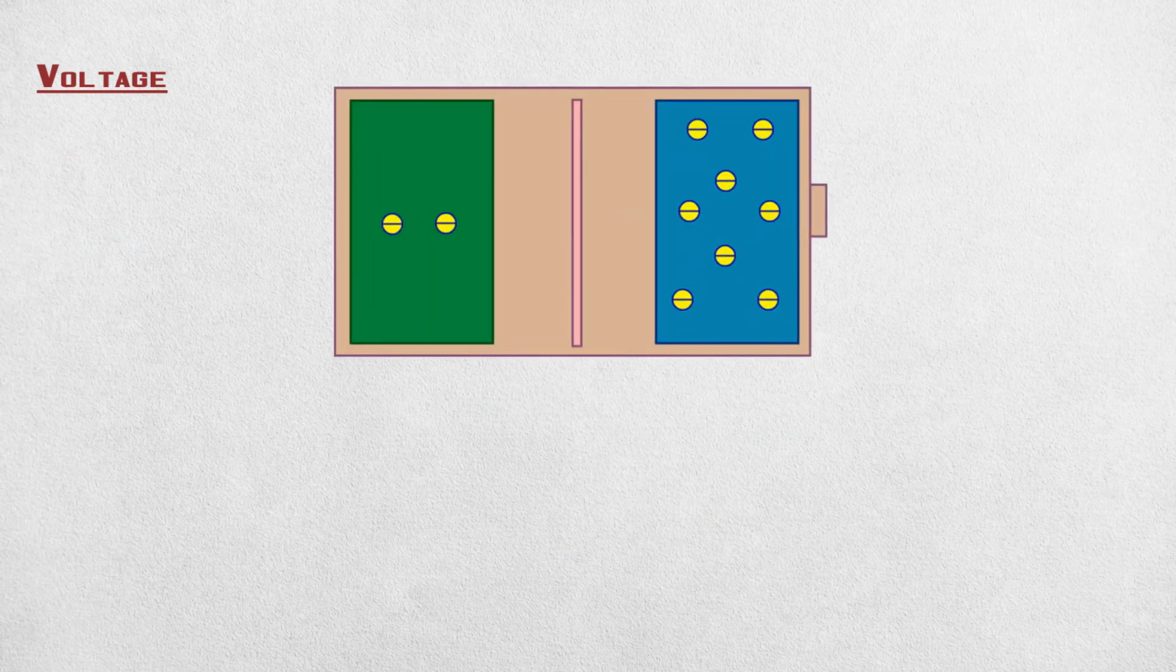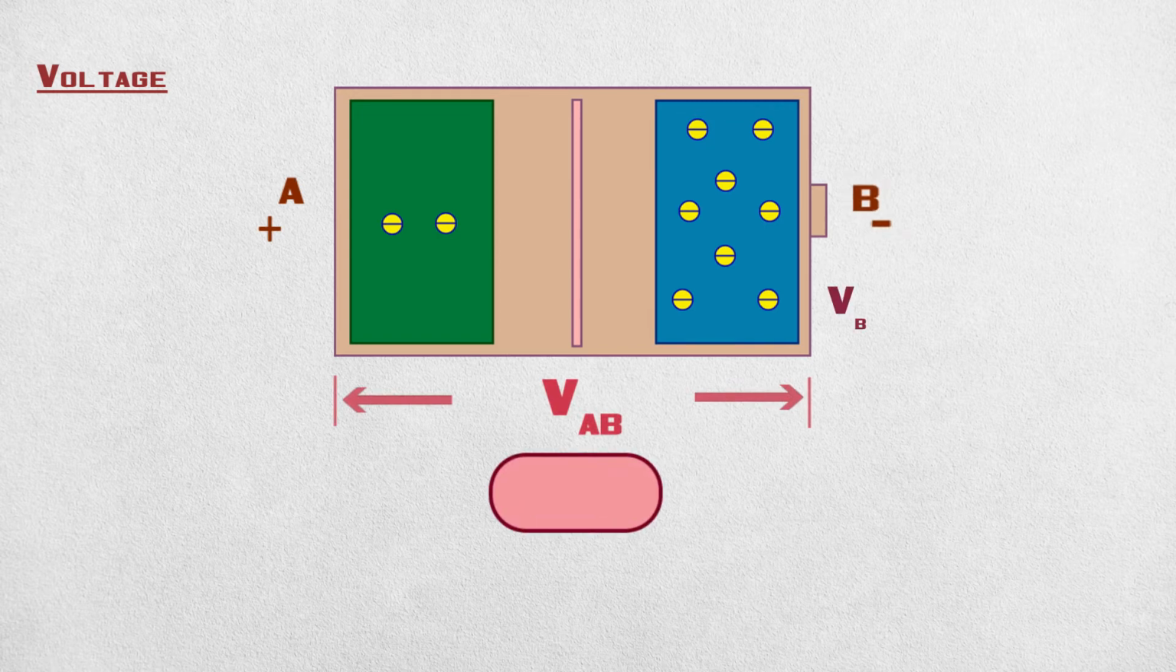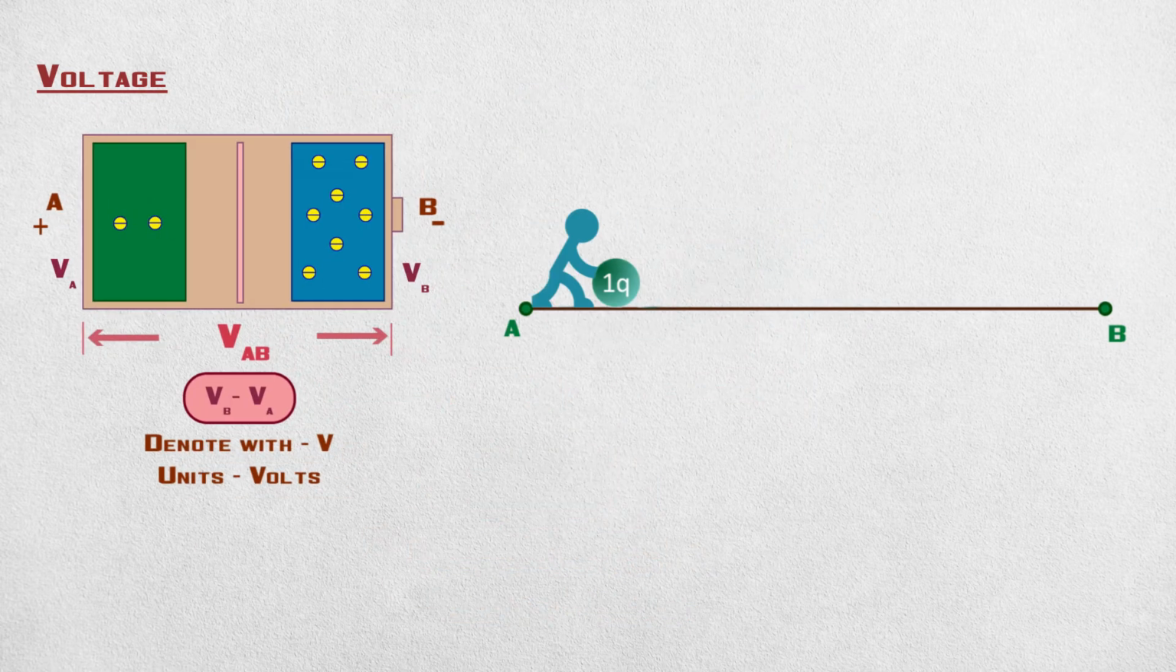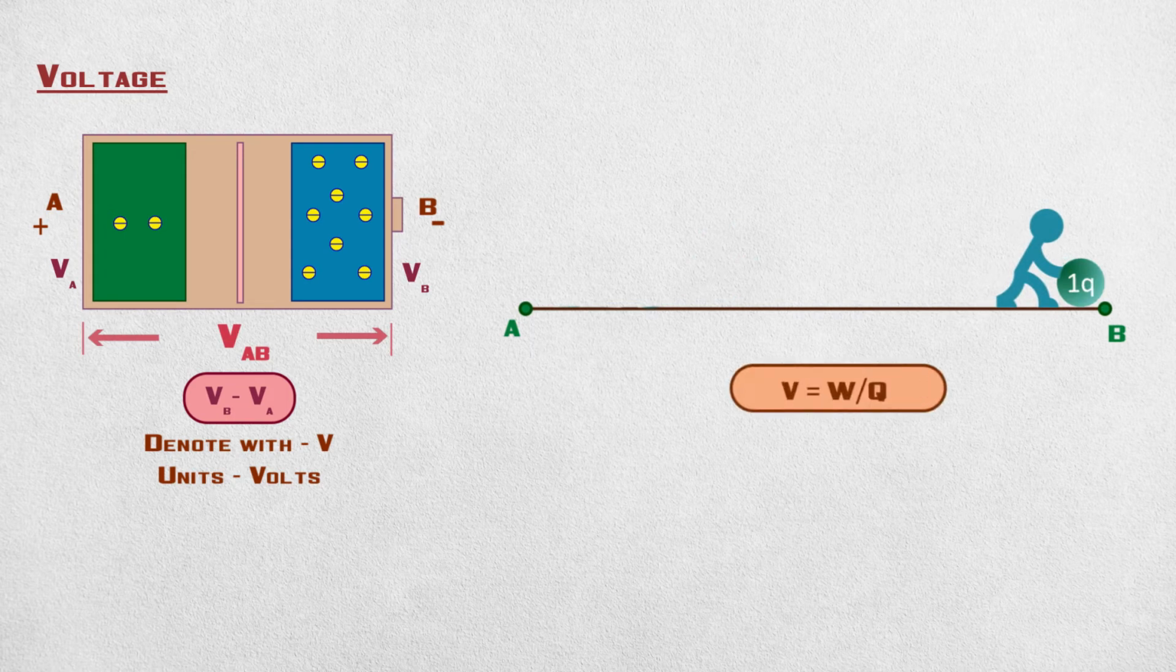So, the voltage across the terminals A and B, that is VAB, is the difference between the potential at the terminal B, VB, and the potential at the terminal A, VA. The voltage is denoted with V, and measured in volts, V. The voltage is also defined as the amount of work done to move a unit charge from one point to another. That is, V equals W by Q volts. Here, Q equals charge, and W equals work done for moving charge.